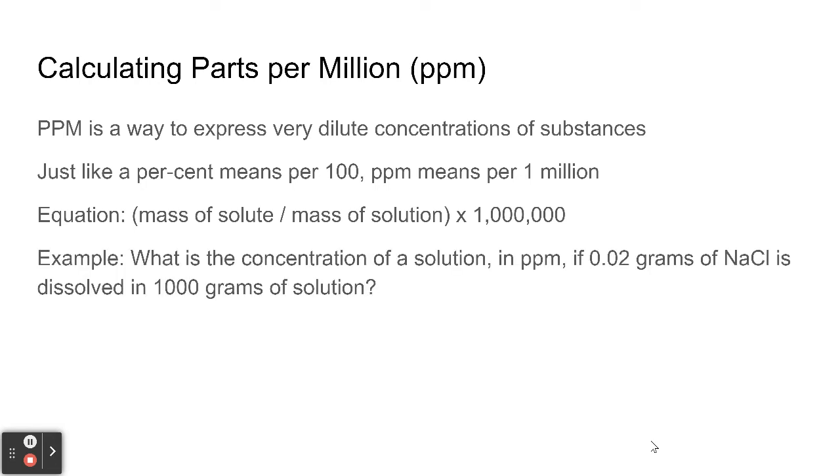So here is your example question. What is the concentration of a solution in ppm if 0.02 grams of sodium chloride is dissolved in 1,000 grams of solution? We don't know the solution, just solution. And that's the total solution. So go ahead and solve that, and we'll see if you get it correct. We'll work through the steps here. So take a minute, see if you can solve the concentration in ppm here.